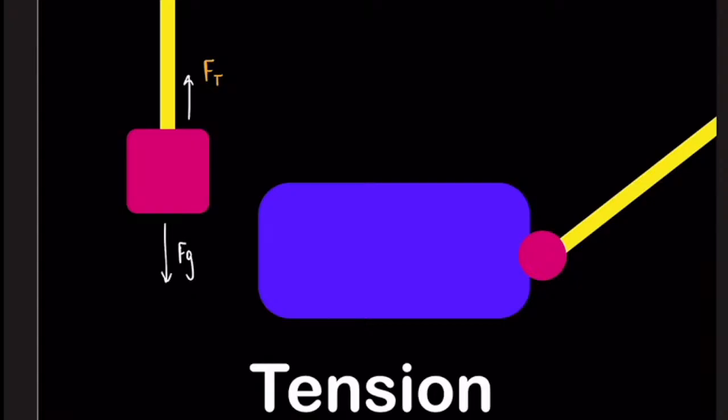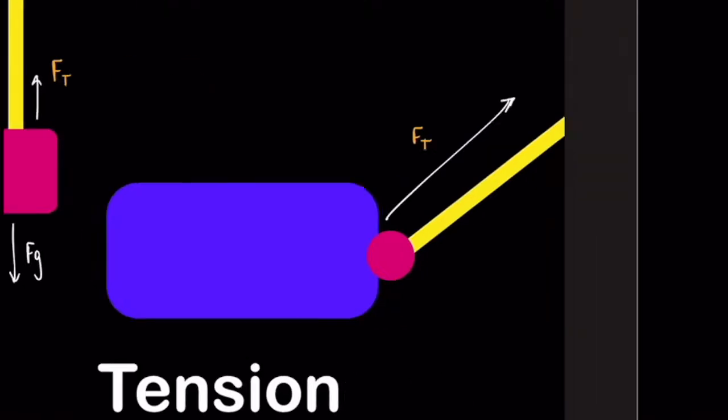Or, in this scenario over here, you can imagine that in this circumstance, what we're going to see is that you have a force of tension pulling on this particular object at this angle. We'll get to angles in a sec, but that's essentially what we're seeing.